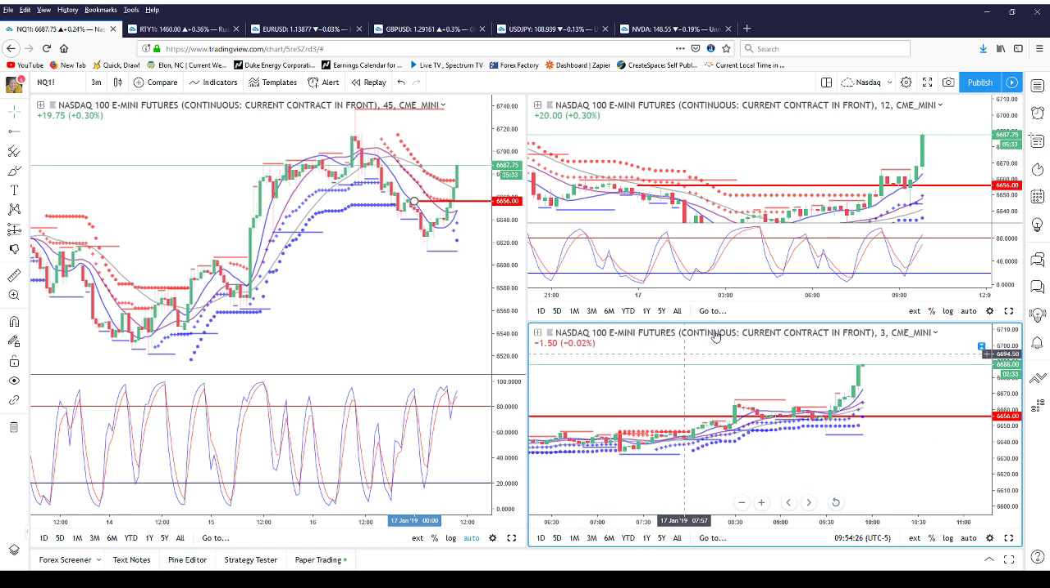Now, if you were not overextended, you could have had an entry here. But with this being overextended, this is not an entry I would take.